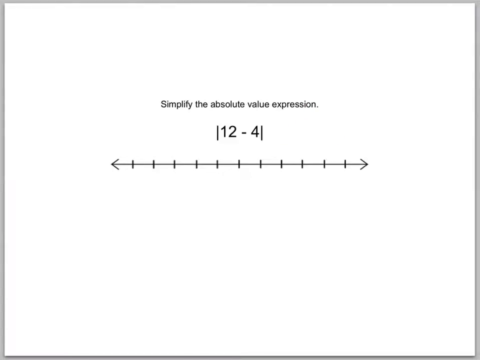Moving on, we have now 12 minus 4 inside the absolute value. So 12 minus 4 is 8, and we keep our absolute value signs. Then the absolute value of 8 is just 8.